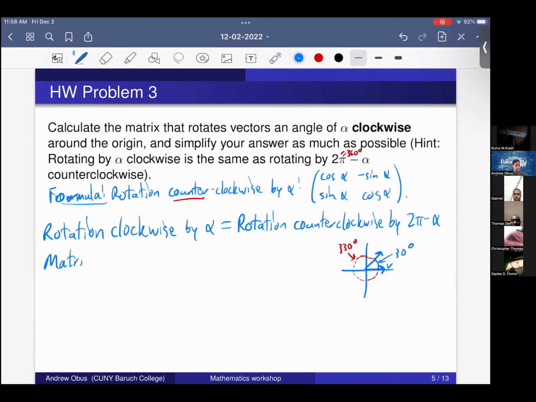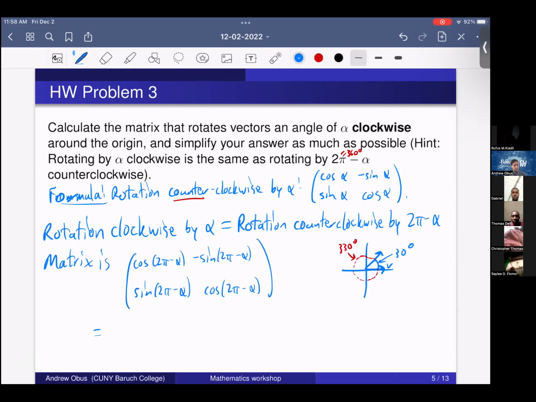So the matrix is what? It's going to be cosine of 2 pi minus alpha, minus sine of 2 pi minus alpha, sine of 2 pi minus alpha, and cosine of 2 pi minus alpha. If you remember your trigonometry, the 2 pi's don't matter, so we can just get rid of them. So this is cosine of minus alpha, minus sine of minus alpha, sine of minus alpha, and cosine of minus alpha.